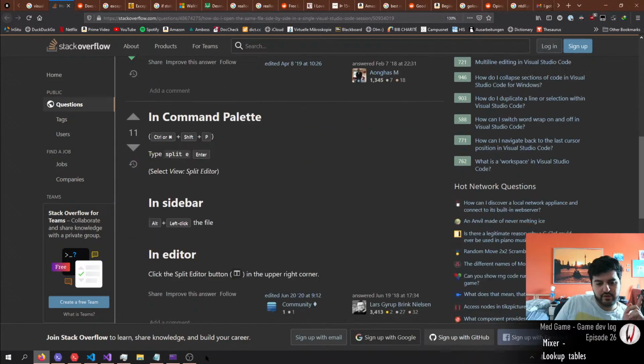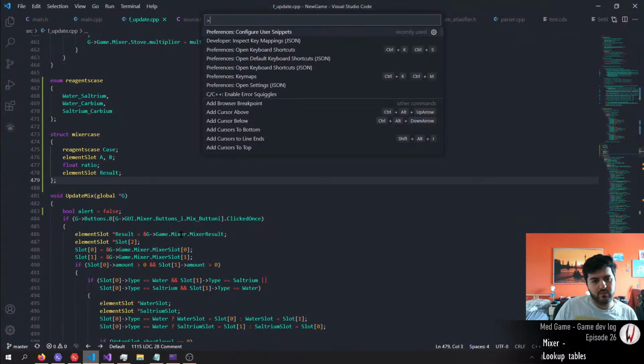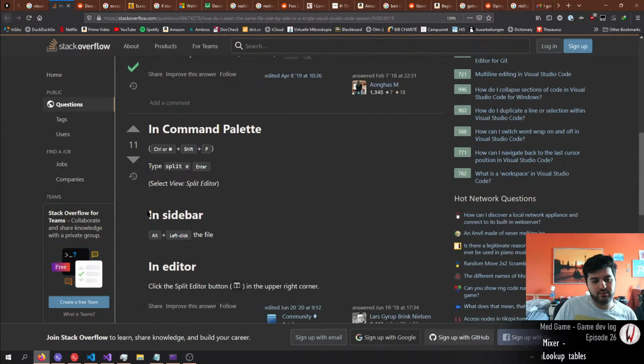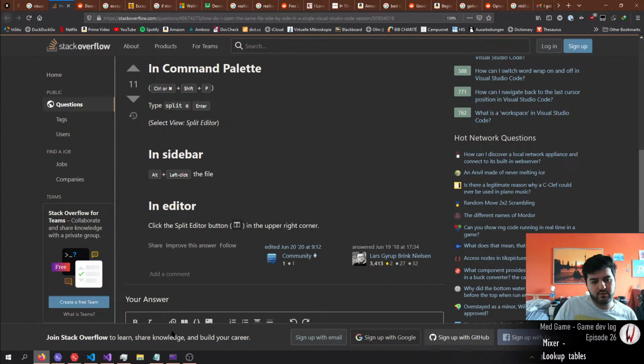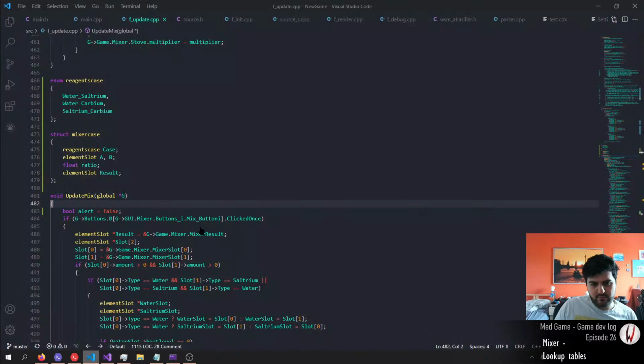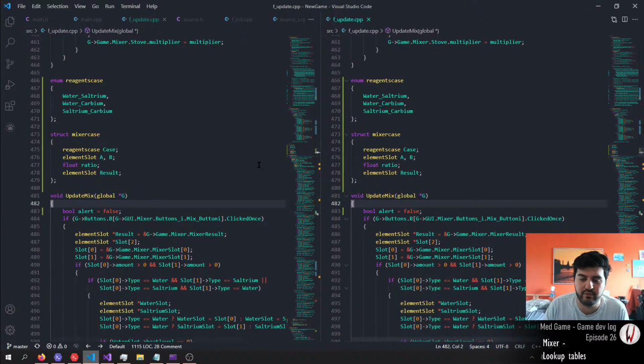Control Shift P. Really? Oh no. Okay, Control Backspace. There it is. Oh no, okay, Control Shift P and then add another command. Okay, so we have that.